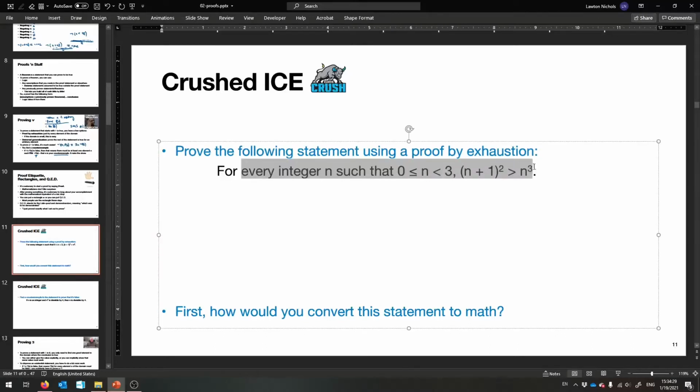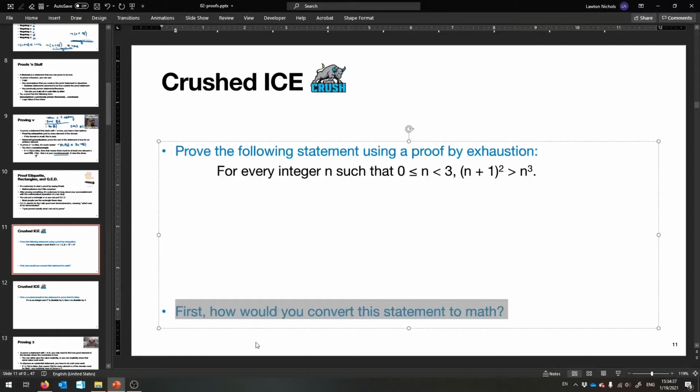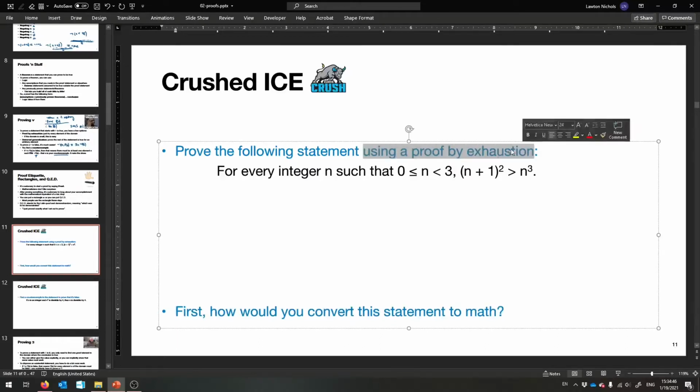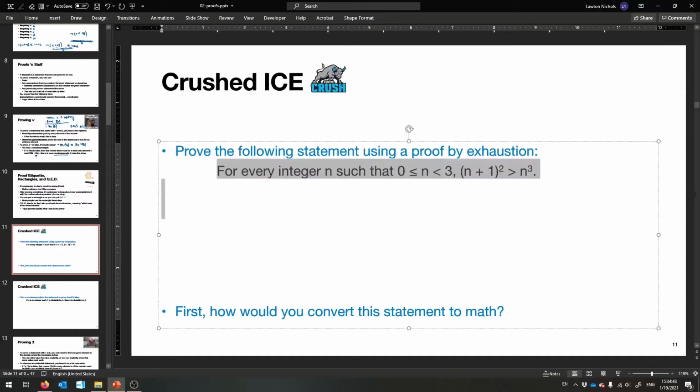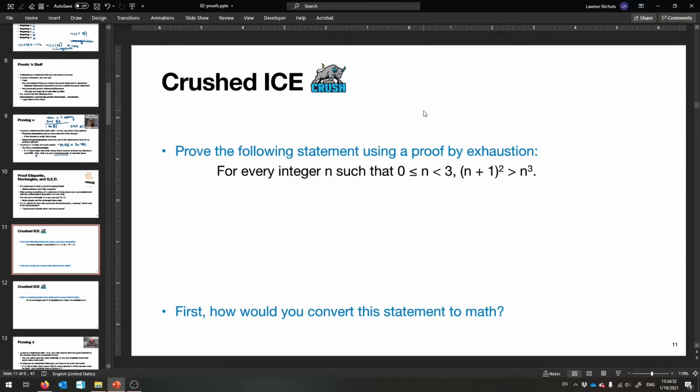Take a look at the statement, and I'll read it out in English too after you've given your own shot at it. First, you should definitely try to convert this to heavy math, because it sometimes makes it easier to prove things. So convert this statement to math, and then use a proof by exhaustion to prove that this is a true theorem. Okay? You are ready. Give it a shot.